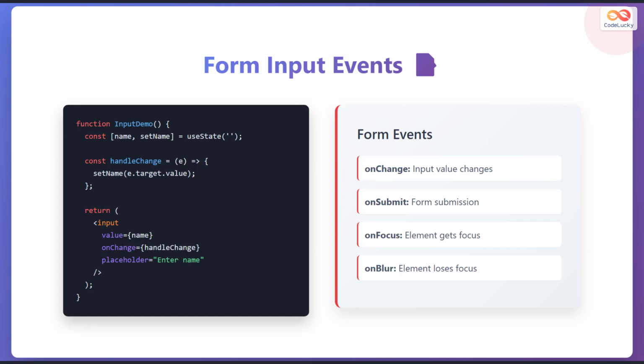Now let's look at the different form events. The onChange event is triggered when the input value changes. The onSubmit event is triggered when a form is submitted. The onFocus event occurs when an element gains focus. The onBlur event occurs when an element loses focus.